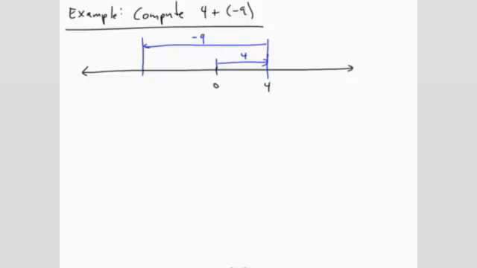When we move 9 steps back to the left, we have to use 4 of those steps just to get back to 0, and that leaves us 5 more steps to the left. That leaves us at negative 5. So the final answer is negative 5.